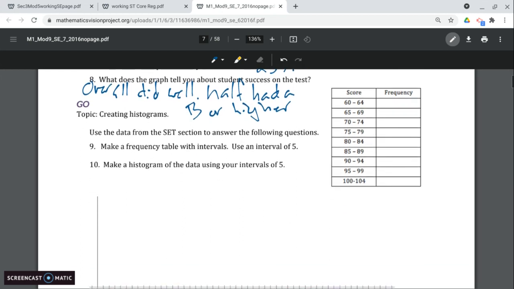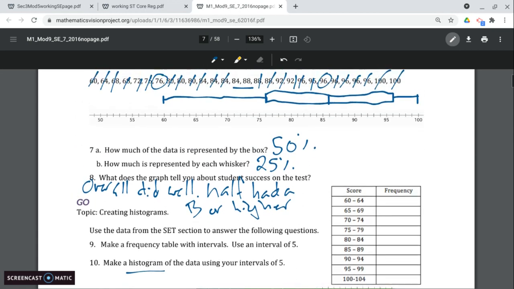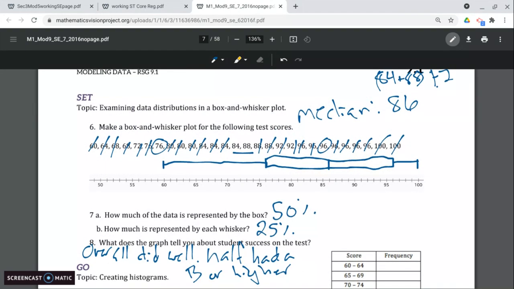All right. Now, using the data from the stat section, all those values for test scores, we're going to answer the following questions. First we're going to make a frequency table, and then we're going to make a histogram. Histogram is your key word for this lesson. So the frequency, scores between 60 and 64, well, we've got 2 of them. That's what is meant by frequency.